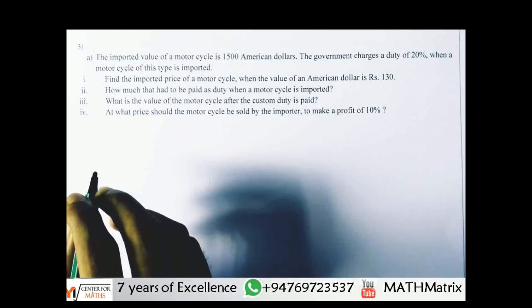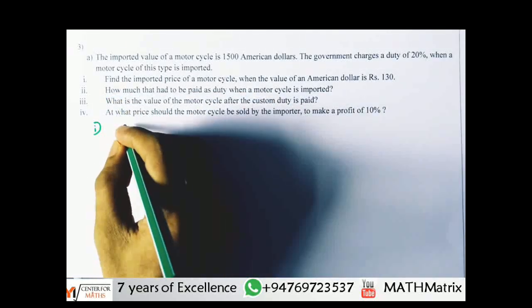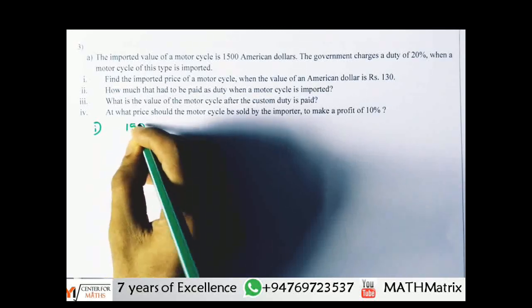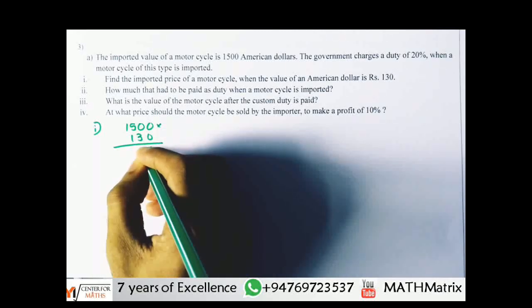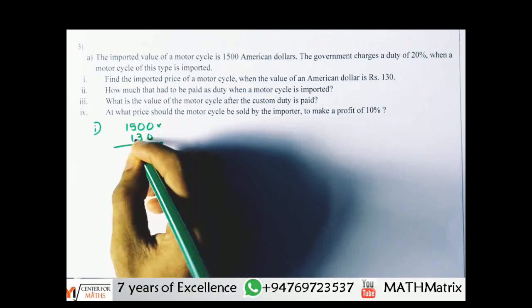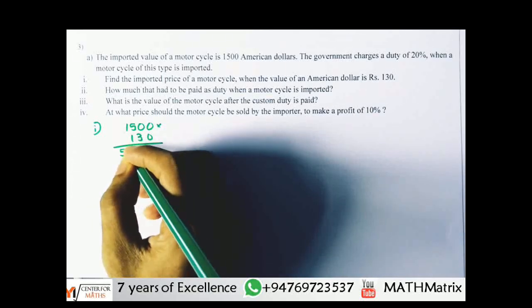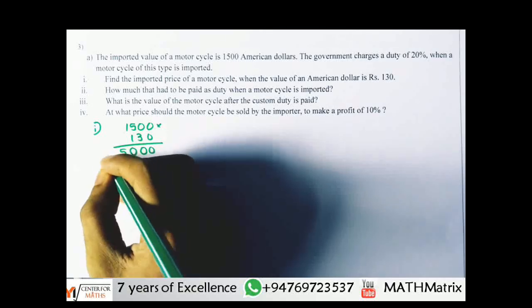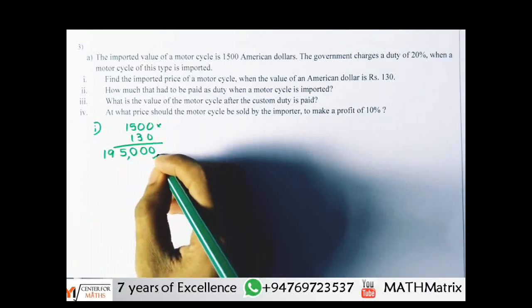When the value of an American dollar is 130, that means we have to convert this into rupees. 1,500, for that we have to multiply this by 130. Zeros, 0. And again 13 zeros are 0, 13 zeros are 0, 13 fives are 65, 6 remaining, 13 ones are 13 plus 1, 13 plus 6, it's 19. So here the answer is 1,95,000 rupees.